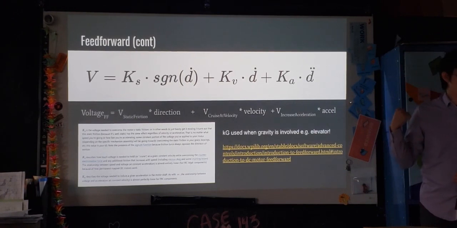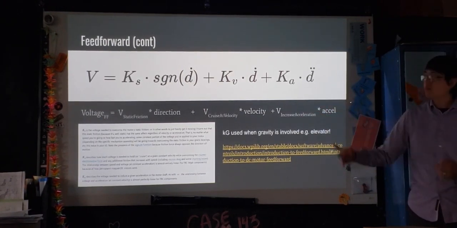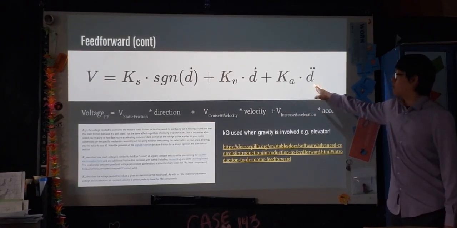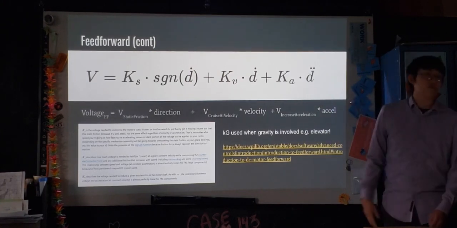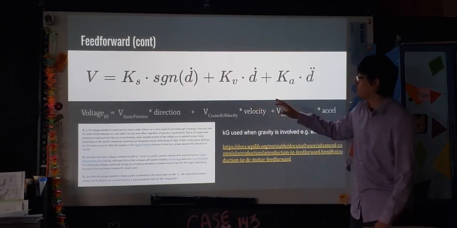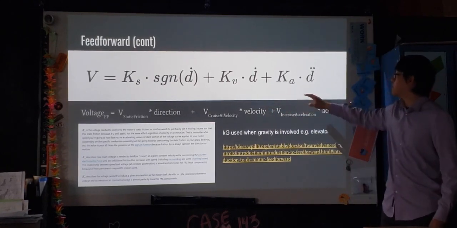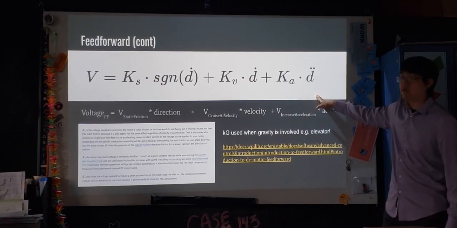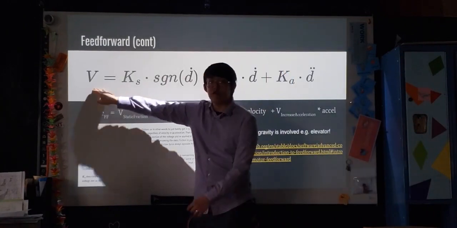That feedback was not the next slide. This is feed forward. This is the magic equation. To break this down, you might need to know calculus, never mind. So to walk through this: V equals Ks times sign(d) plus Kv times d plus Ka times the derivative of d. Basically, the V stands for the voltage.